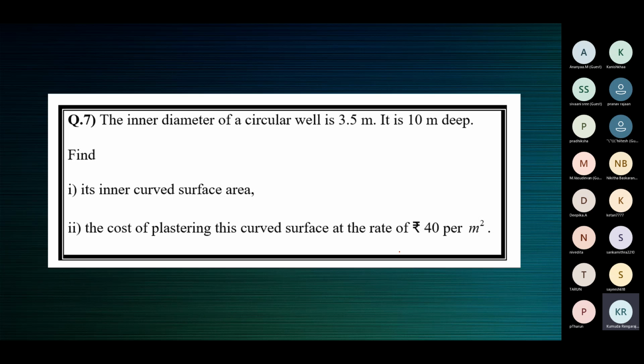Yes, this also you can do by yourself. Please work this one, children. The inner diameter, that's what we have to be careful about. The inner diameter of a circular well. A circular well means it's cylindrical. The well has a depth, right? It's 10 meters deep. The diameter of a circular well is 3.5 meters. The depth of the well is 10 meters. So it's a cylindrical well. The mouth of the well is circular. Find its inner curved surface area and the cost of plastering at 40 rupees per meter square. Yeah, simple one.